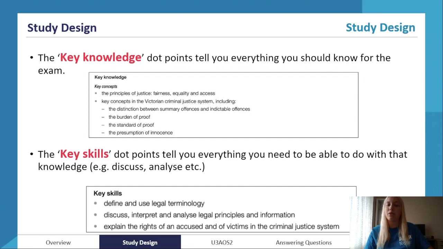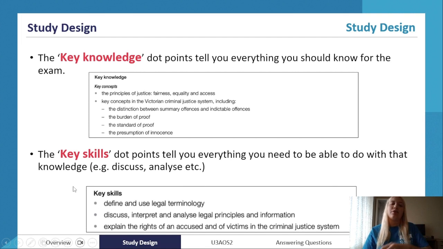And the key skills dot points tell you everything you need to be able to do with that knowledge. So they tell you what kinds of questions you can get, and they even include task words of the questions that you can get, so it acts as a big hint for students. What you will notice is some of them repeat, so you're always expected to be able to define and use any of the legal terminology that you're learning about. And it always says discuss, interpret, analyze legal principles and information.